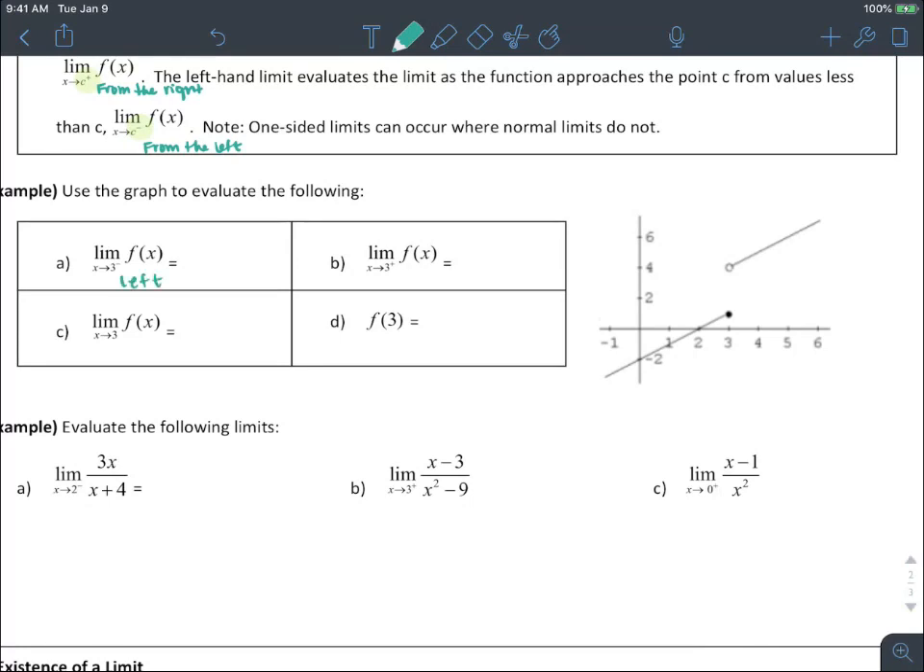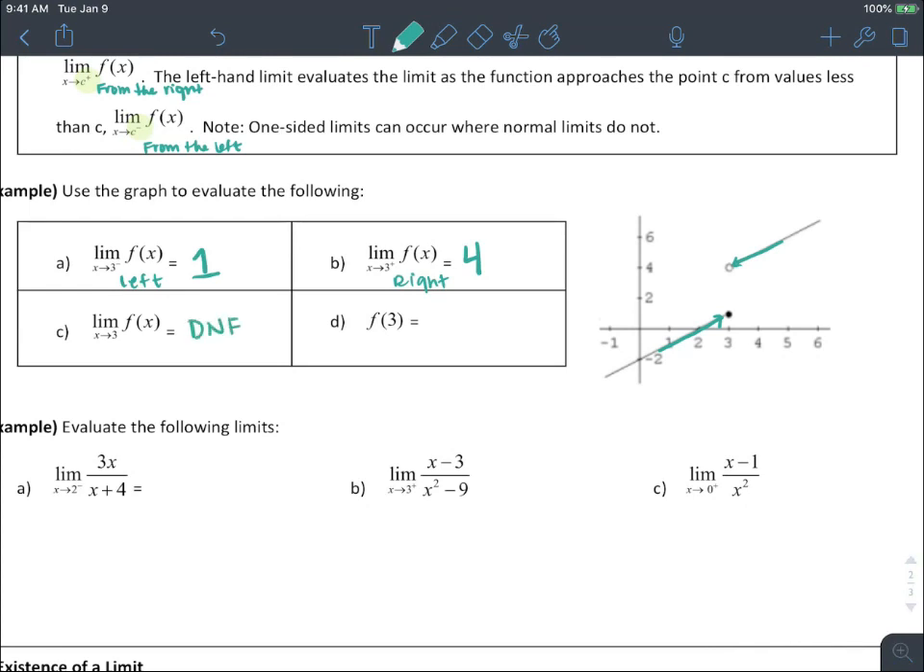Okay, so I'm going to go ahead, moving my cursor to x equals positive 3 from the left. I'm approaching the value of, that looks like about 1. Okay, and then the next one, b, from the right, I'm approaching the y value of 4. So in order to have a limit, remember, I have to matchy on the left and the right. So do the one-sided limit values match? No, so this limit does not exist.